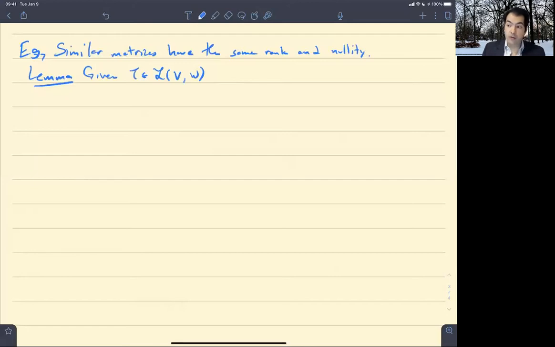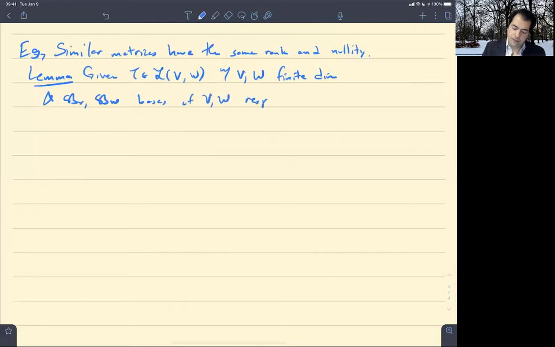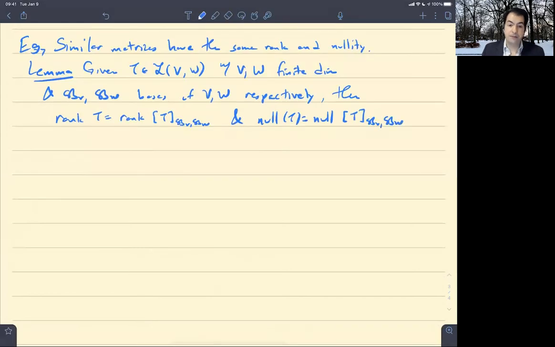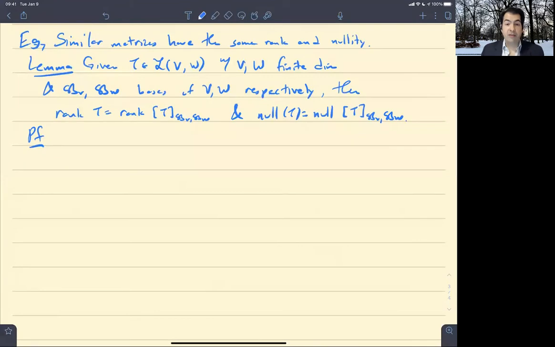It says that if you have a linear map T between two vector spaces V and W finite dimensional, and you pick bases, then the rank of T is the same as the rank of the matrix associated to T with these bases, and the nullity of T is equal to the nullity of the matrix associated to T with respect to these bases. Okay. So let's prove this lemma, and then it will be clear that similar matrices have the same rank and nullity, because by the lemma, those will be the same as the rank and nullity of the associated linear map.